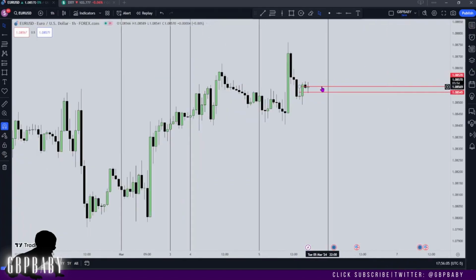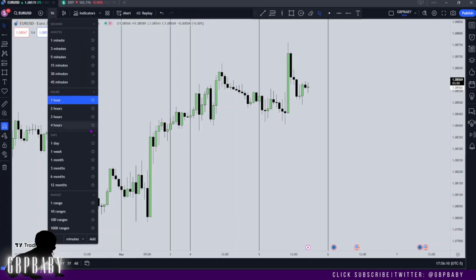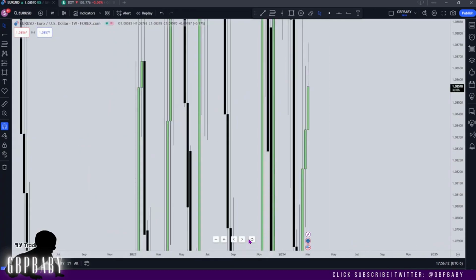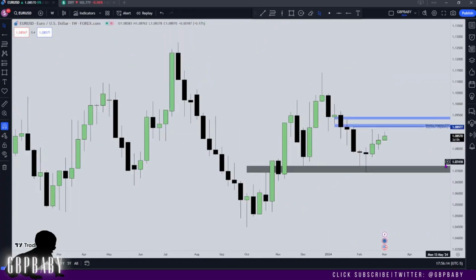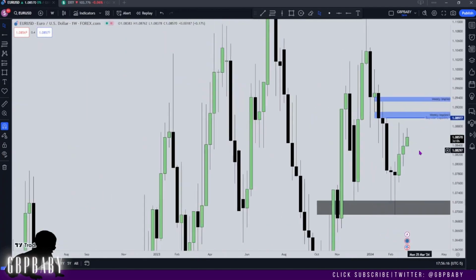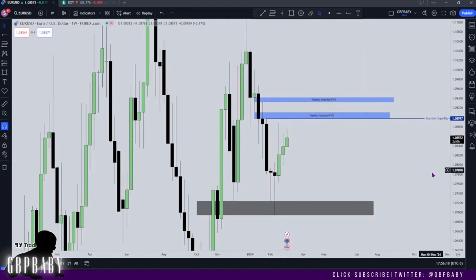Let's go on to Euro USD just to finish off. We'll go and start on the weekly again. Now I didn't really pay attention to Euro today, to be honest.